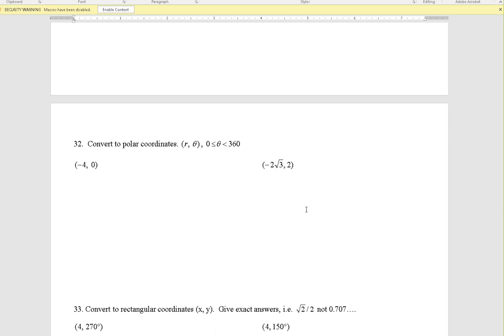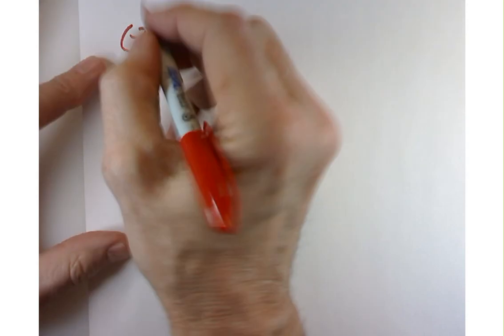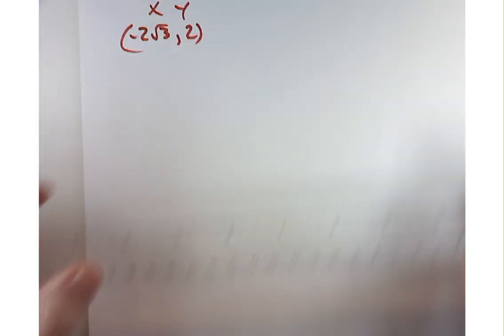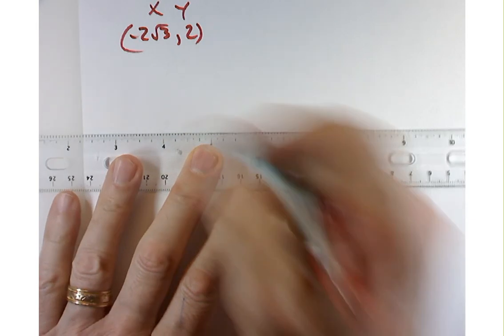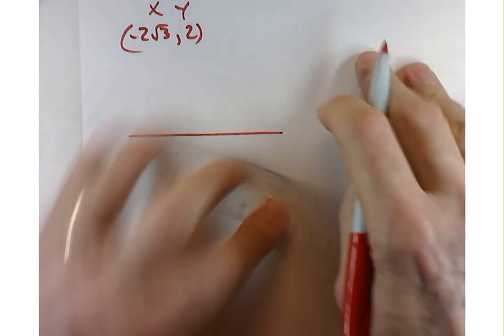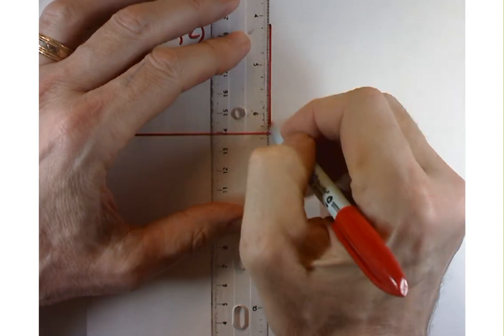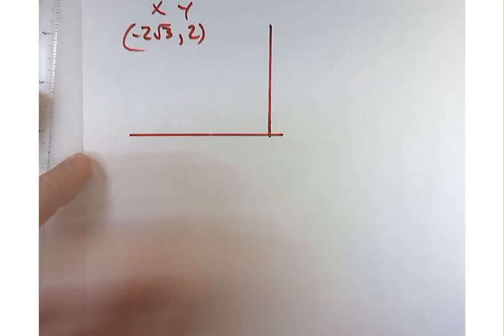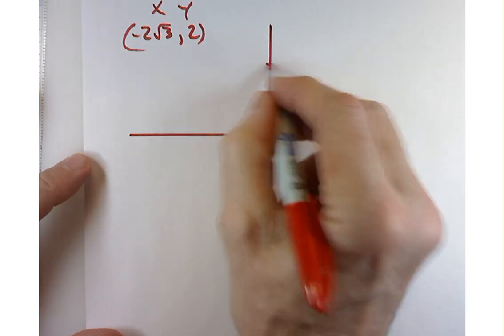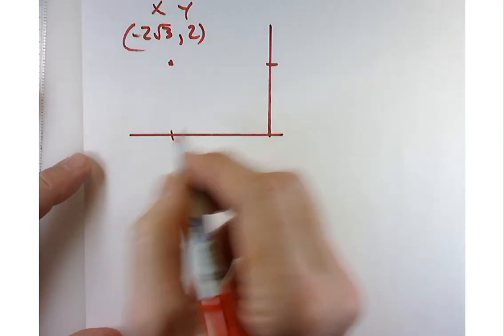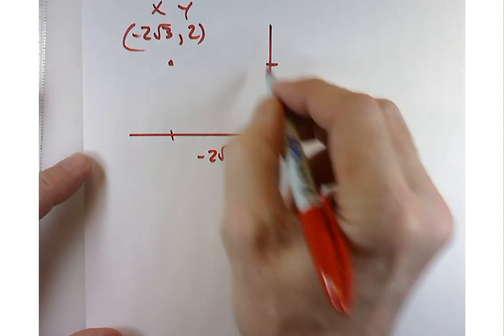Can you do the second one, negative 2 square root 3 comma 2? Okay. So you want to turn this into polar coordinates? Let's start by graphing this. This is going to be X and Y. What quadrant should I draw this in? Second. Second quadrant. Nice. Now it's going to be a little bit longer in the X direction than it is tall in the Y direction. So yeah, something like this. Negative 2 square root of 3 and 2.